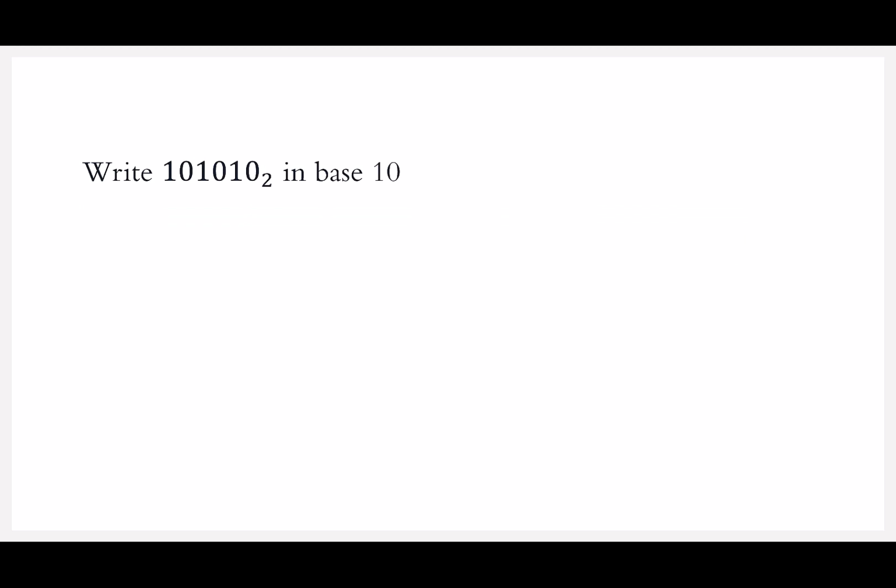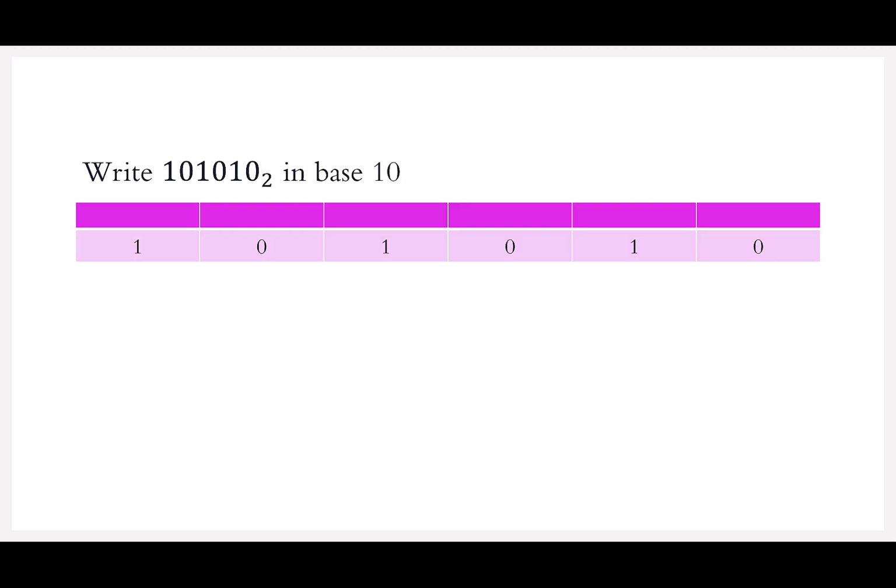Let's try that again. Let's try 1, 0, 1, 0, 1, 0 base 2 into base 10. Again, I'll separate the numbers, and starting to the right, I'll add powers of 2. So I go from 2 to the 0, 2 to the 1, 2 squared, 2 cubed, 2 to the 4th, 2 to the 5th. We need to multiply the number times the corresponding power of 2.